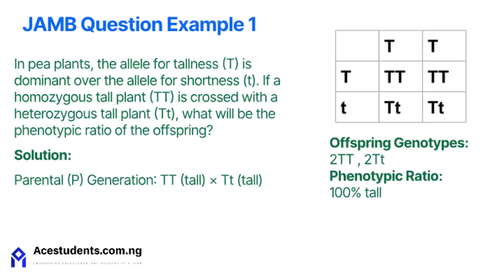Let's solve a JAMB question on monohybrid cross. The allele for tallness, T, in pea plants is dominant over the allele for shortness, t. If we cross a homozygous tall plant, TT, with a heterozygous tall plant, Tt, we set up the Punnett square to find the possible genotypes of the offspring. The parental generation is TT crossed with Tt. When we fill in the Punnett square, we see the offspring genotypes are 2 TT homozygous, 2 Tt heterozygous. This gives us a phenotypic ratio of 100% tall plants.